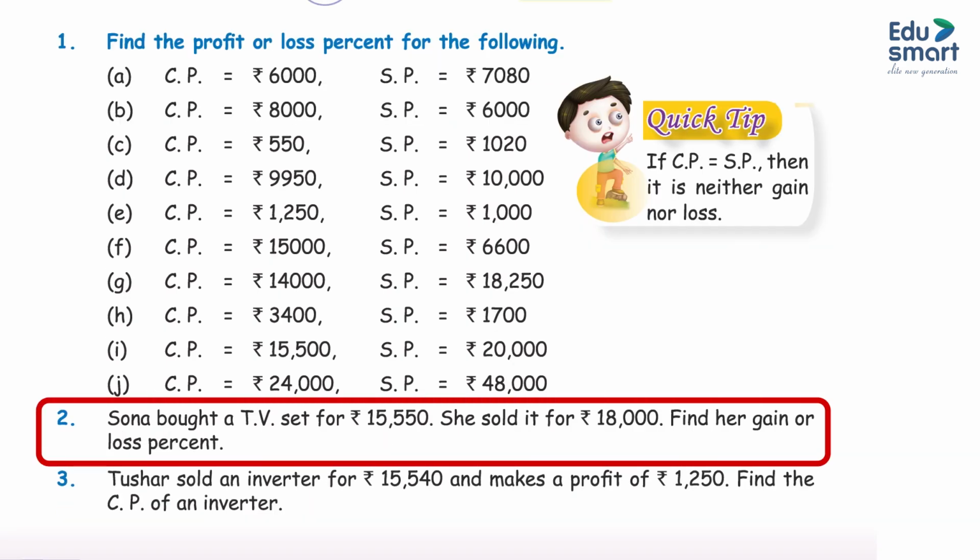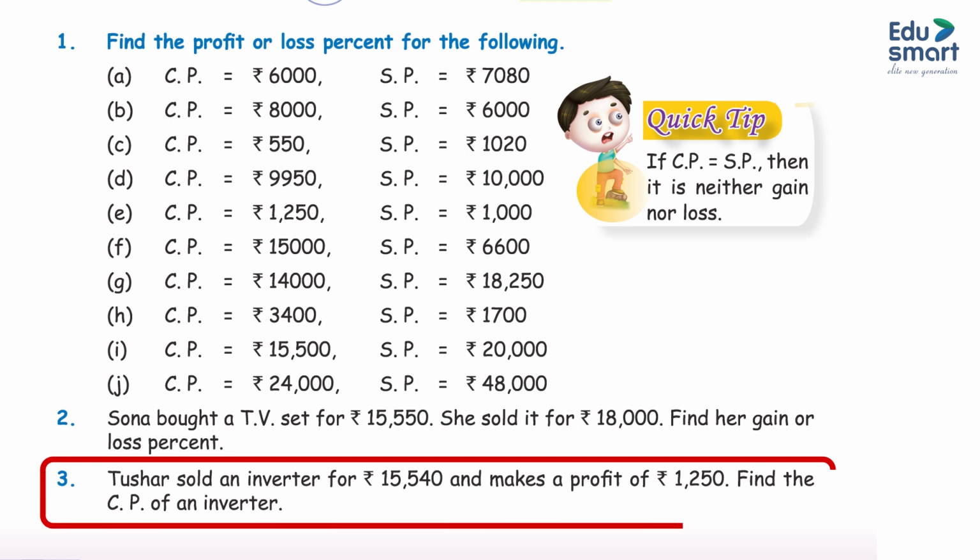Question 2. Sona bought a TV set for rupees 15,550. She sold it for 18,000 rupees. Find her gain or loss percent. Answer: 15.76% profit. Question 3. Tushar sold an inverter for rupees 15,540 and makes a profit of rupees 1,250. Find the CP of the inverter.